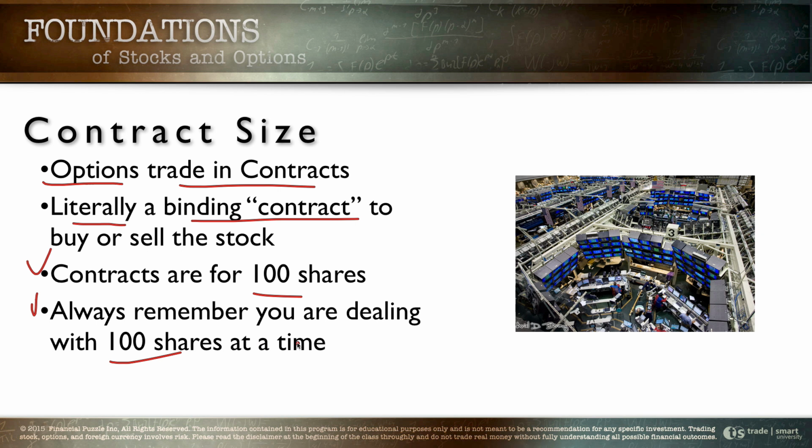This can be confusing because the options are actually quoted in per share option price, but we're trading contracts. So you've got to always multiply by 100 to figure out exactly what the option contract is going to be trading for. You get used to it, you go through it maybe two or three times, and then it's all old hat, and you're like, that's the way options work. But at first, it can be a little confusing.